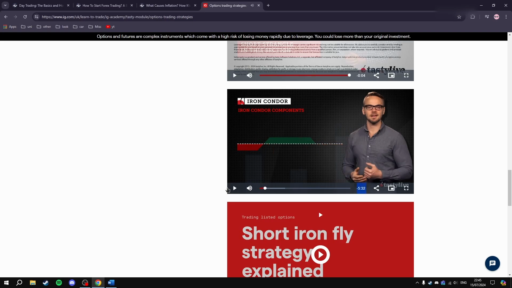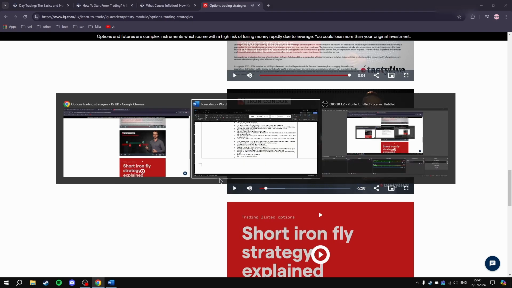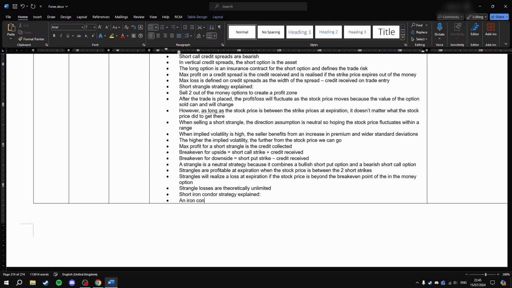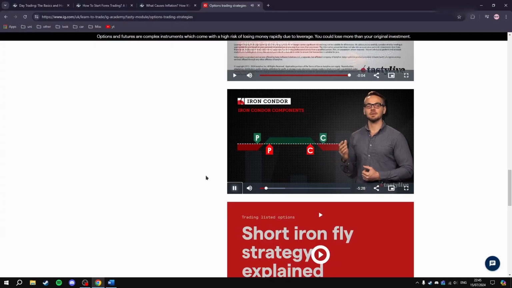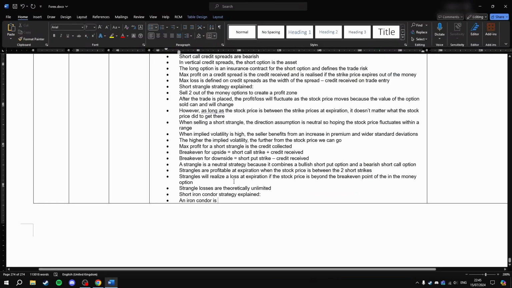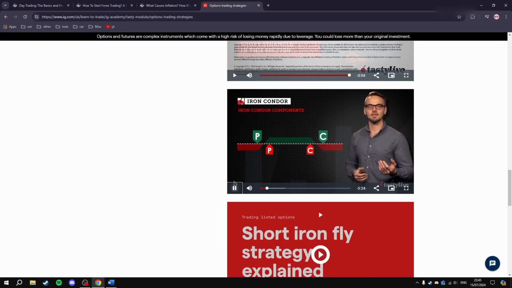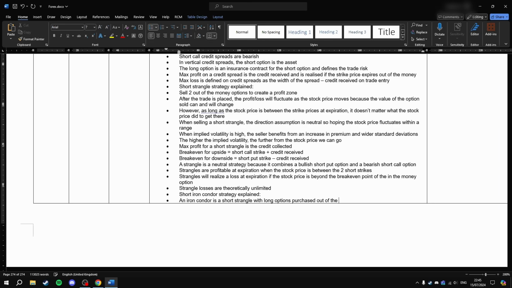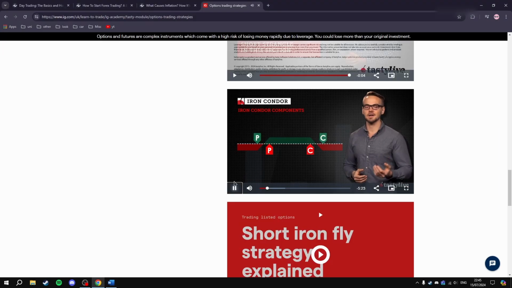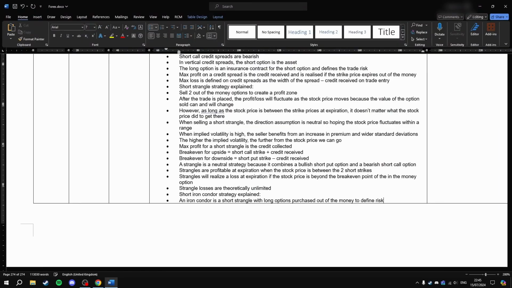An iron condor is a short strangle with long options purchased out of the money to define our risk.